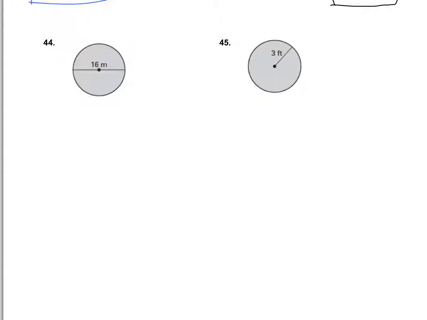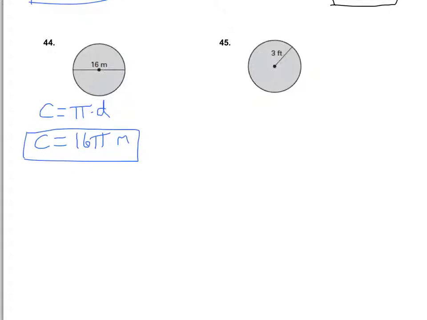All right, and then the last two are circles. And so we're going to do perimeter and area. Although for perimeter with a circle, we don't call it perimeter. We call it circumference. So the circumference of a circle, one formula to use is pi times diameter. And so 16 is the diameter. So my exact answer would be just 16 pi. I did not have to round. But then we also want to get an approximate answer for circumference. So I'll enter in my calculator 16 times pi, and I get 50.27, I'm going to round to. So 50.27 meters.